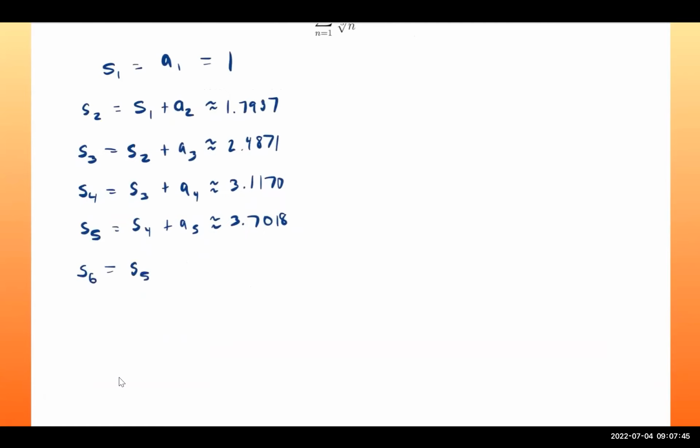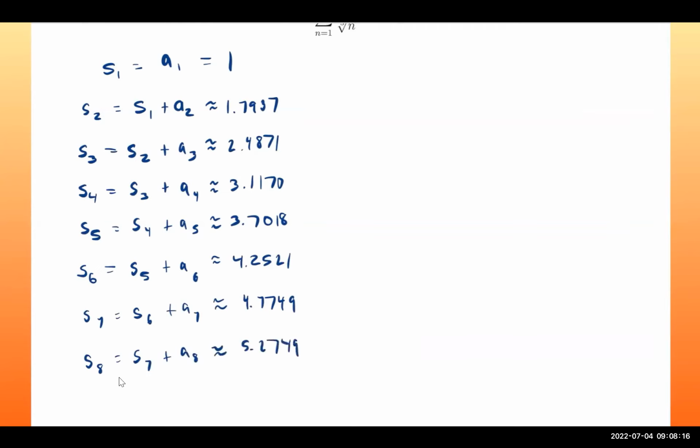S sub 6 is S sub 5 plus the sixth term, which is going to be 4.2521. S sub 7 is going to be S sub 6 plus the seventh term, 4.7749. And finally, the last one, 5.2749. So now you're supposed to look at the sequence of numbers of partial sums.